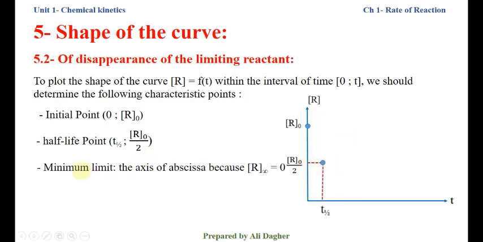Now, the minimum limit: the curve tends to a horizontal asymptote, which is the axis of abscissa. Why? Because the concentration of limiting reactant at end of the reaction equals 0. Then the curve tends to 0. The shape of the curve becomes like this. It passes through the initial point and the half-life point and tends to 0, the axis of abscissa.